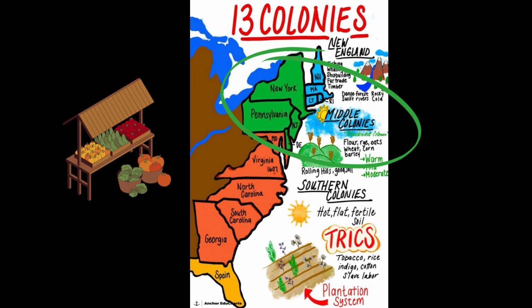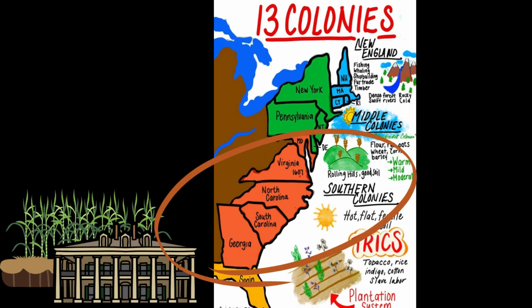Finally, the Southern Colonies: Maryland, Virginia, North Carolina, South Carolina, and Georgia. The warm climate and fertile soil here were perfect for farming cash crops like tobacco, rice, and indigo. Large plantations dominated the landscape, and they depended heavily on enslaved labor to maintain their economy. The social structure was very different from the other colonies, with a small elite class of wealthy planters at the top.